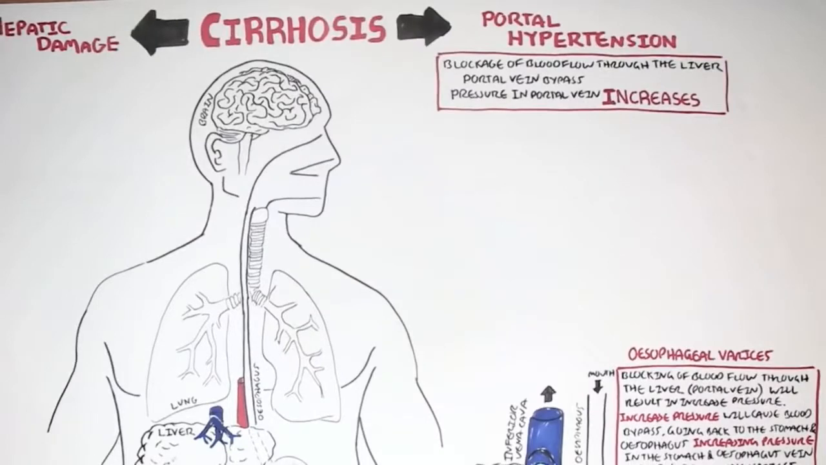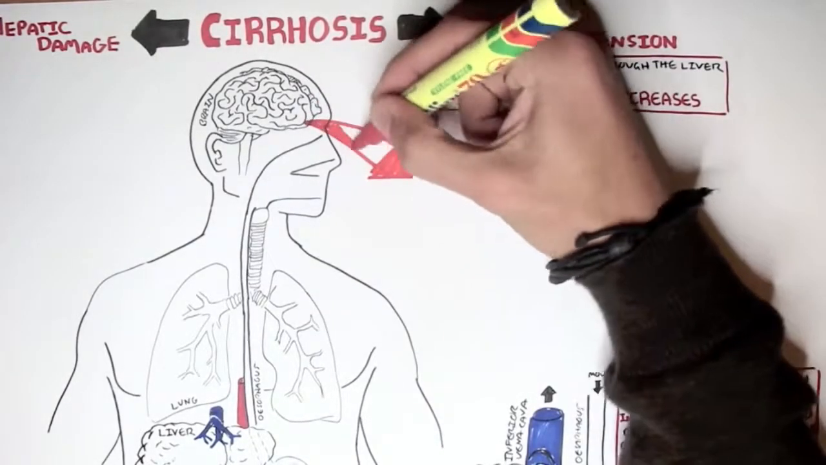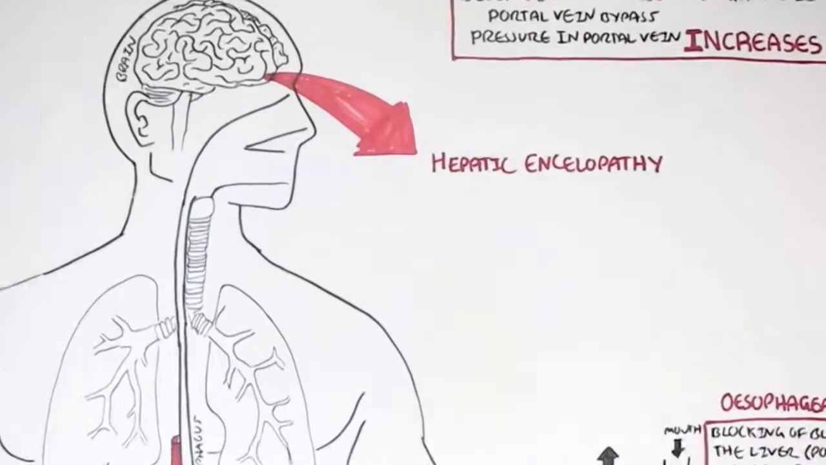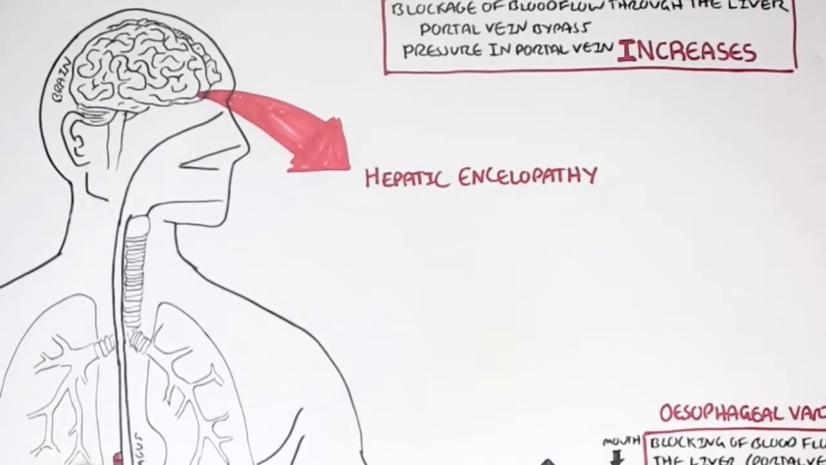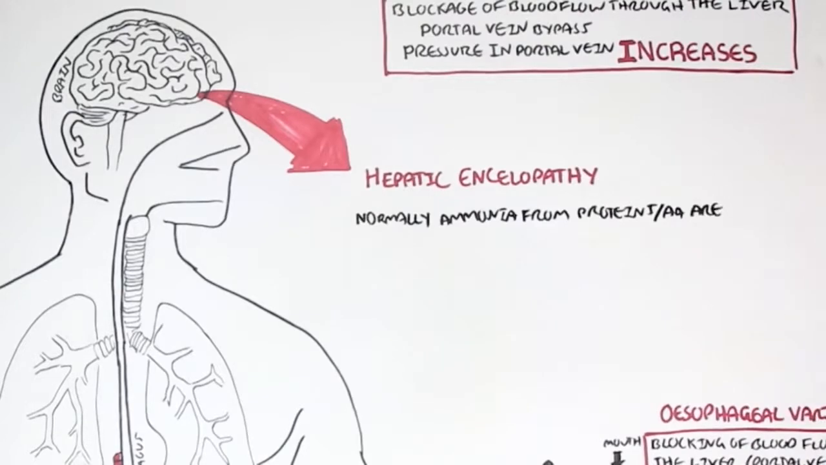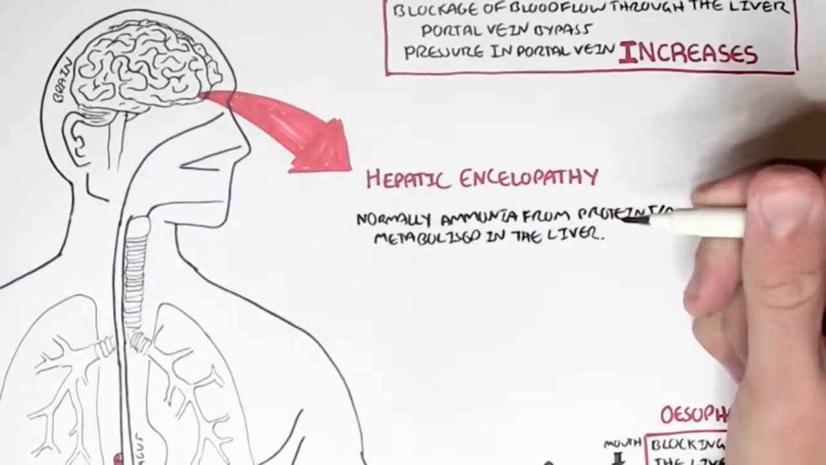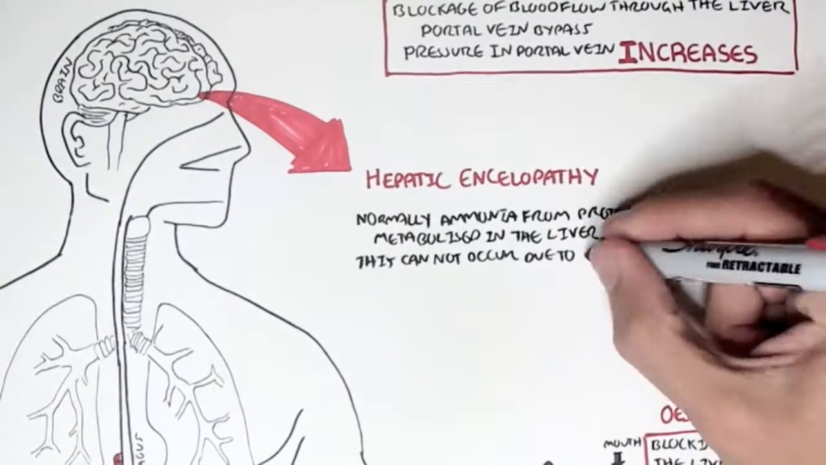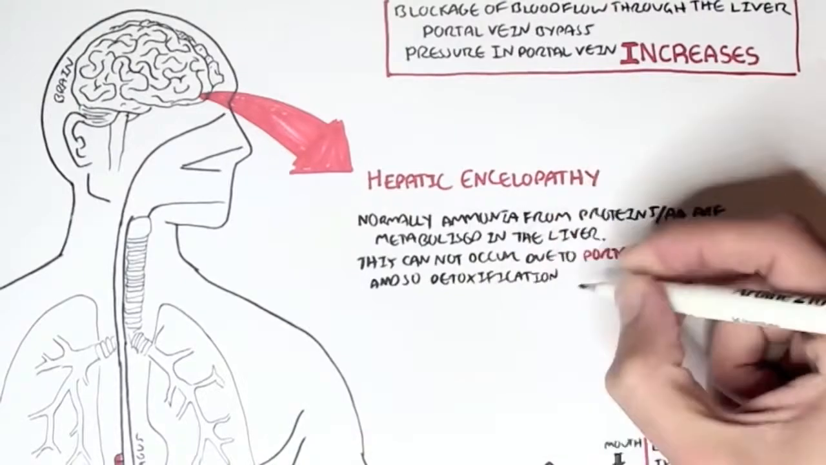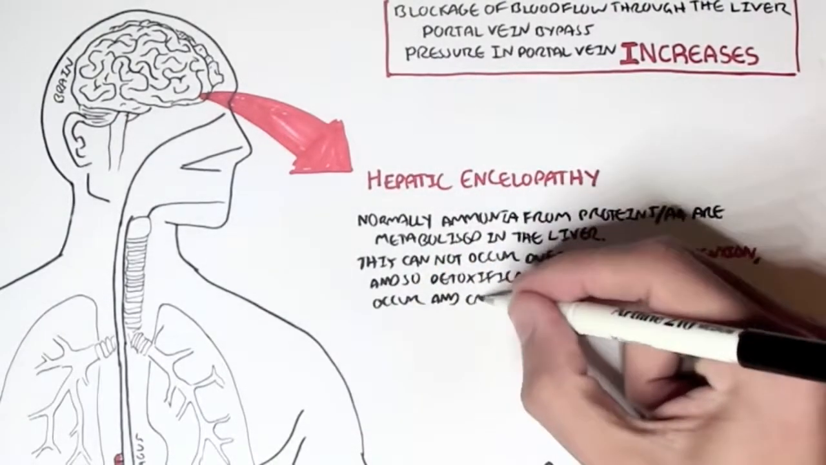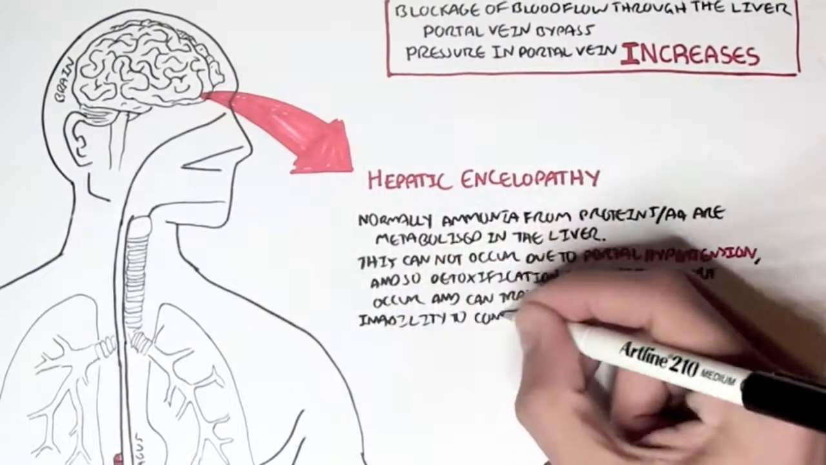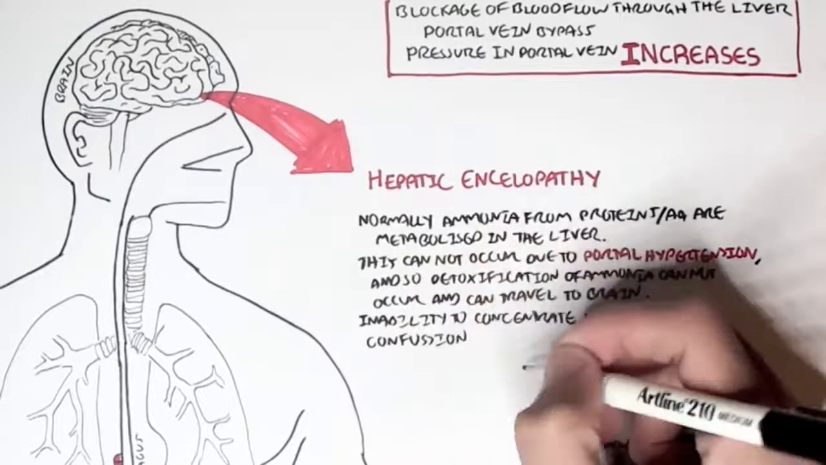Now, portal hypertension due to cirrhosis can also cause other serious complications in chronic cases, such as hepatic encephalopathy. Normally, ammonia from protein and amino acids metabolism is eliminated in bile from the liver. However, due to the bypass, due to portal hypertension, detoxification of ammonia cannot occur, and so excess ammonia can then reach the brain, causing hepatic encephalopathy, causing loss of concentration, loss of memory, confusion, decreased levels of consciousness, coma, and even death.